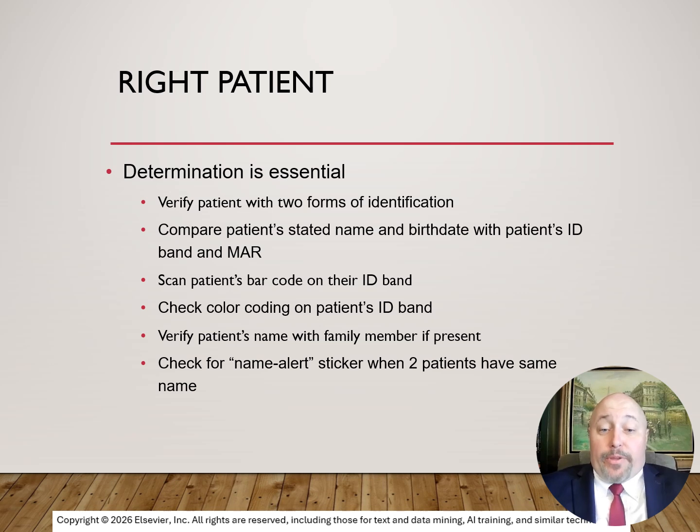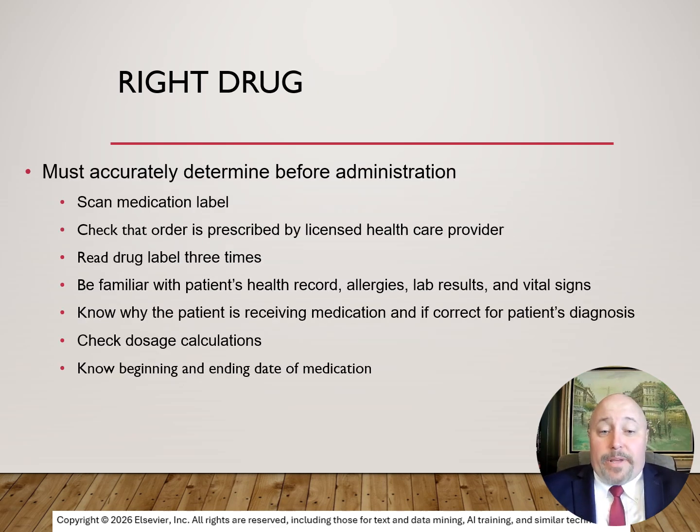We begin with the right patient, and this determination is essential. We're going to verify the patient with two forms of identification. Everything from comparing the patient's stated name and birth date with the patient's ID band and the MAR. You can also scan the patient's barcode on their ID band, check the color coding on the patient's ID band, verify the patient's name with a family member if present, and check for any name alert stickers. These will be used when you have two patients in the same hospital with the same name or a similar name.